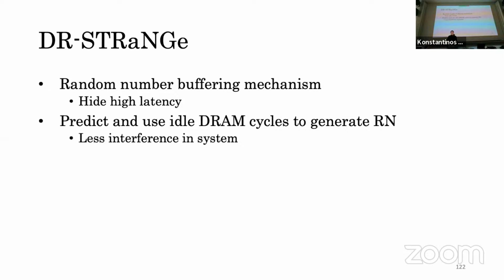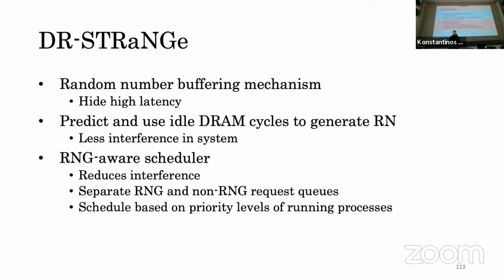Then they use a DRAM idleness predictor to predict idle cycles and to generate random numbers during those cycles. This also reduces the interference in the system. Then they have a random number aware scheduler. This also reduces interference. Basically, you would separate random number generating requests to memory from non-random number generating requests and have them in separate request queues. And then based on priority levels of the programs running on the system, you would schedule either queue.